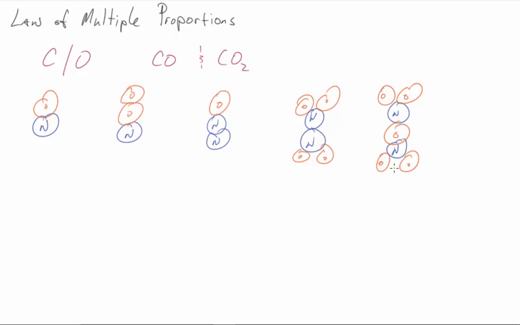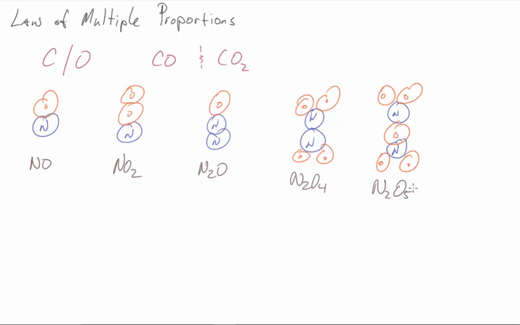Alright, and so my molecules here, just to write them out, I've got NO, which is nitrogen monoxide, NO2, N2O, N2O4, and N2O5. So again, it's just nitrogen-oxygen combinations, but they combine in different ratios, and so now we know we're in the law of multiple proportions.